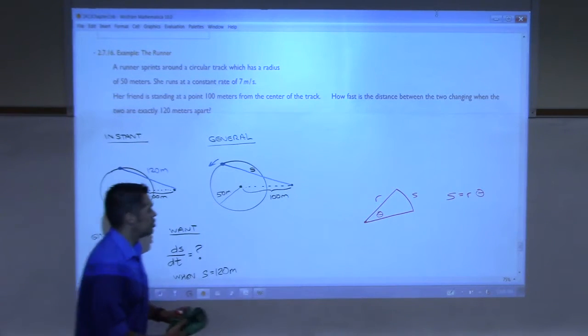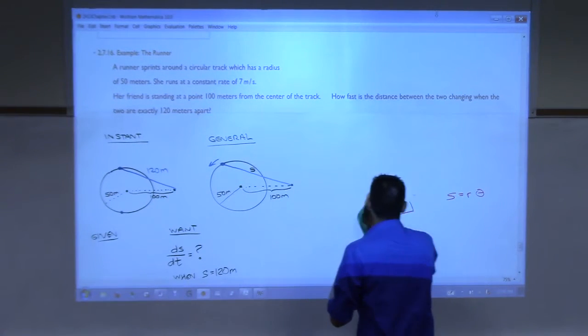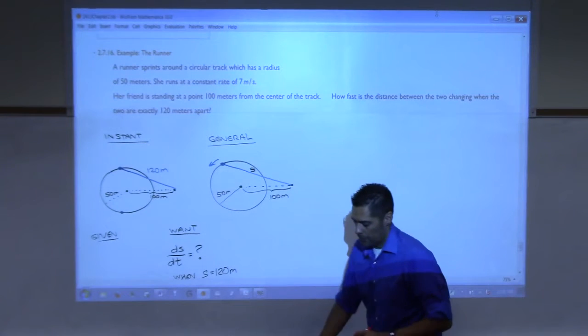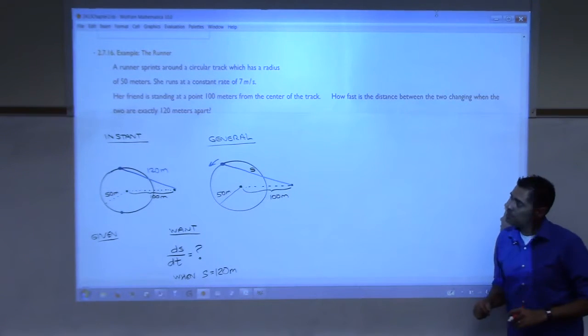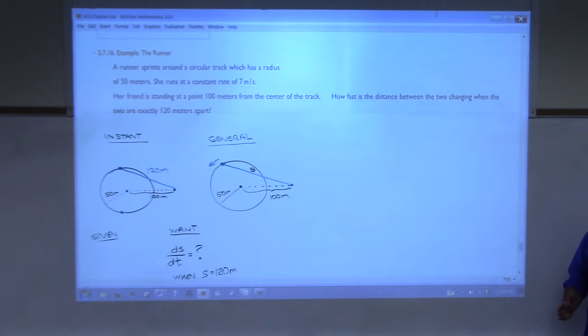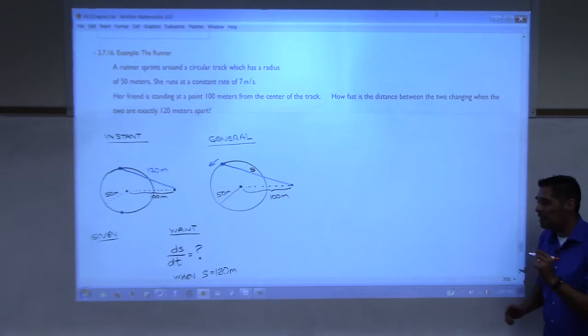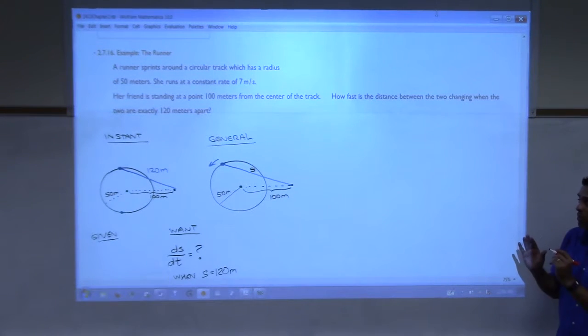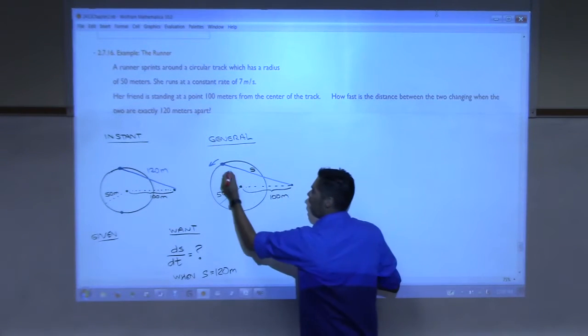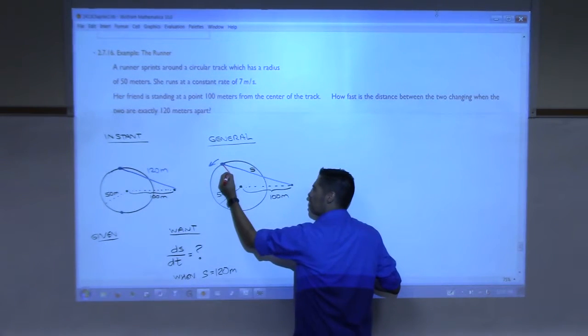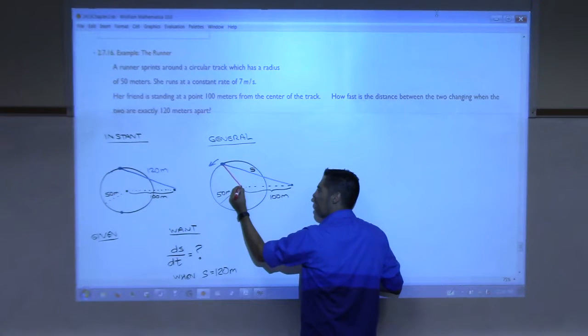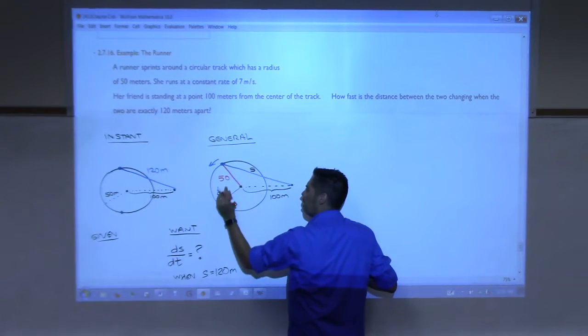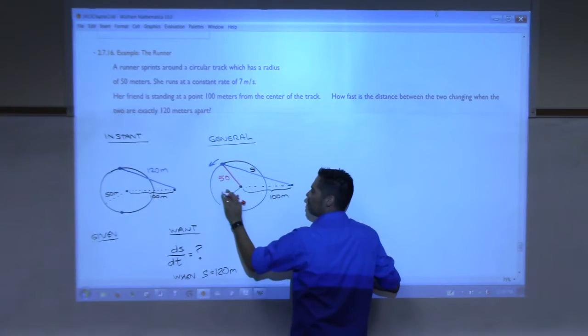What do you know for sure in this problem is not changing? Her speed's not changing, yes. The radius isn't changing. So I'm going to start writing down some things that I know for sure won't change, and start to create a geometric picture for me. I know that the distance from the person, the runner, to the center of the track is 50. Always, right? And I'm going to erase this because it's just in my way.